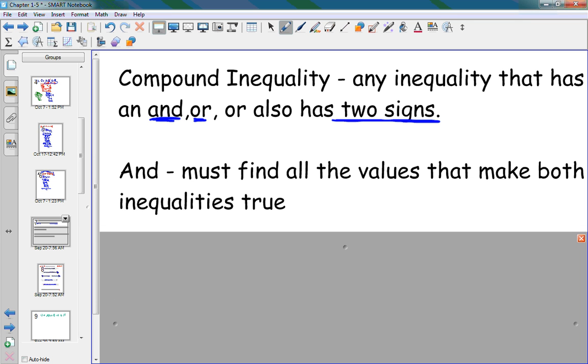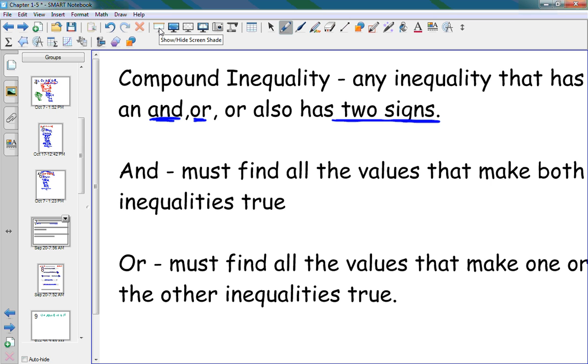An and inequality, you must find all the values that make both inequalities true. An or inequality says that you must find all the values that make one or the other inequalities true. So it can be one of the true answers or the other one can be true. It does not have to be both.